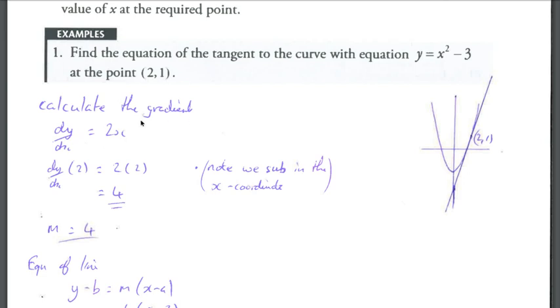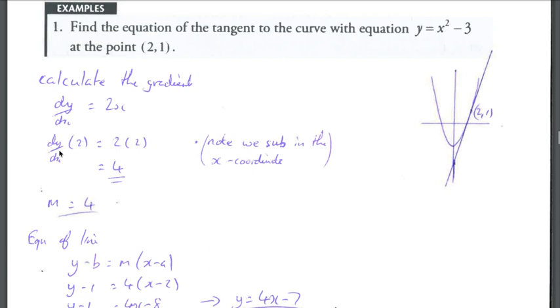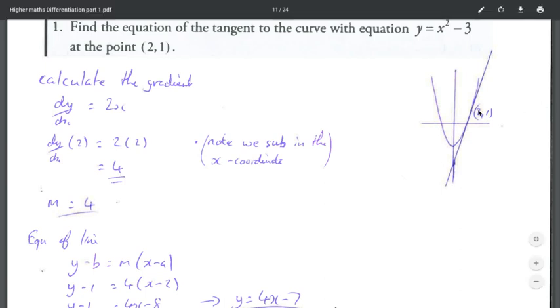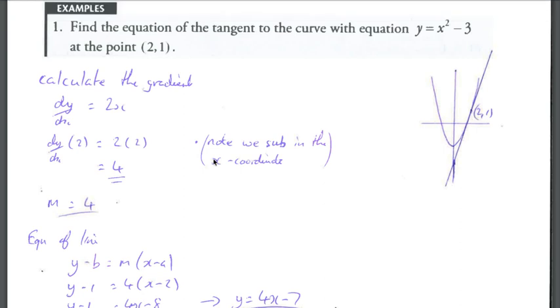So dy dx will be 2x, because y equals x squared minus 3. So differentiate, we'll get 2x. Find dy dx when x equals 2. So dy dx of 2 equals 2 multiplied by 2, which is 4. So the gradient at this point is 4. That's what we've just calculated there.